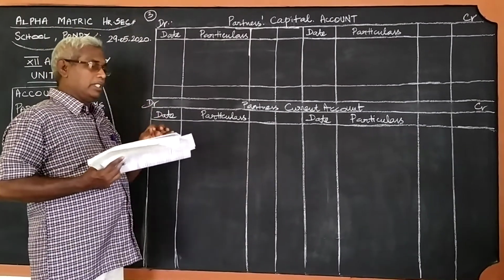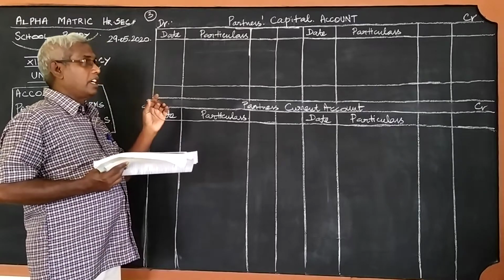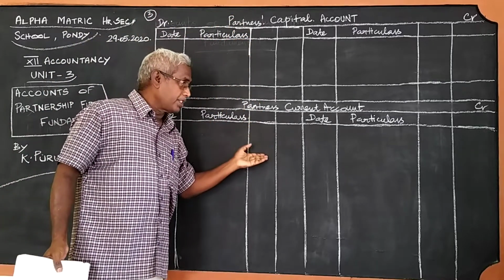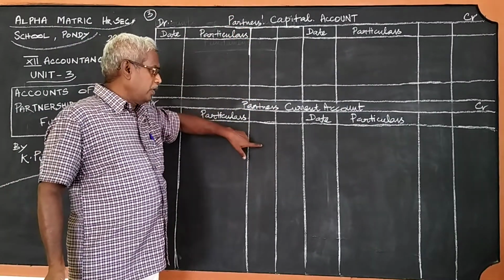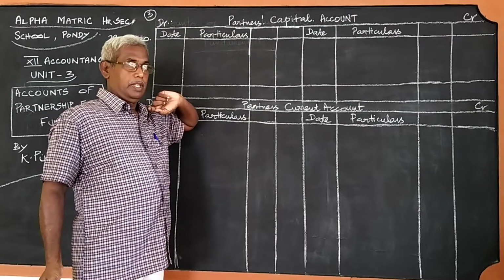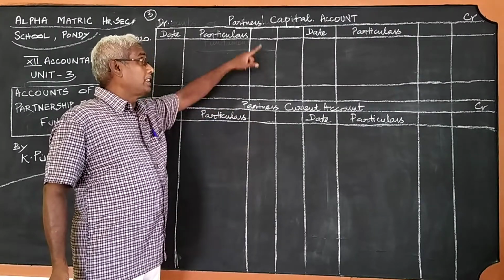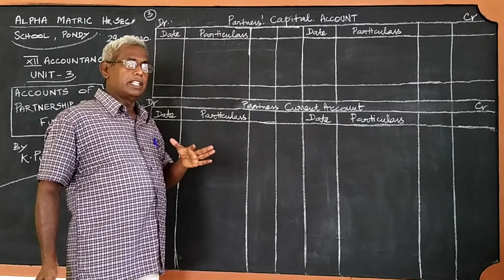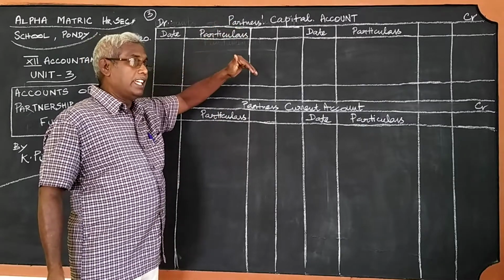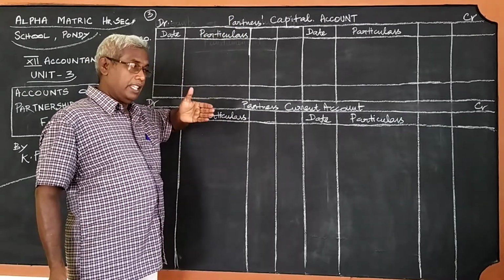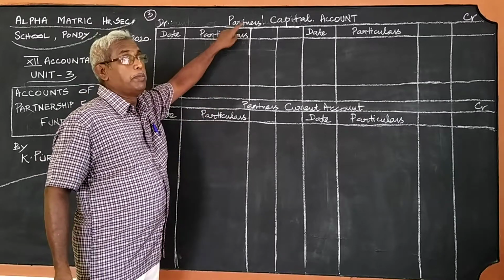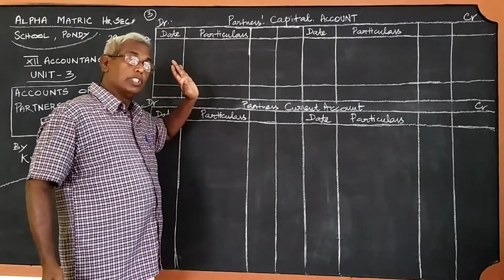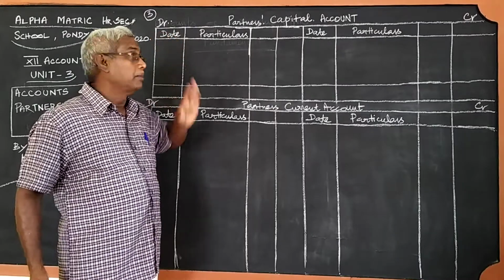Once you are given the instruction that accounts are under fixed capital method, you must prepare both parts, that is the fixed capital account and the current account. They need not say prepare fixed capital account and current account. Once you are told to prepare the capital account under fixed capital method, you should prepare both. It will not be separately mentioned. This is the first idea, you should bear it in mind.